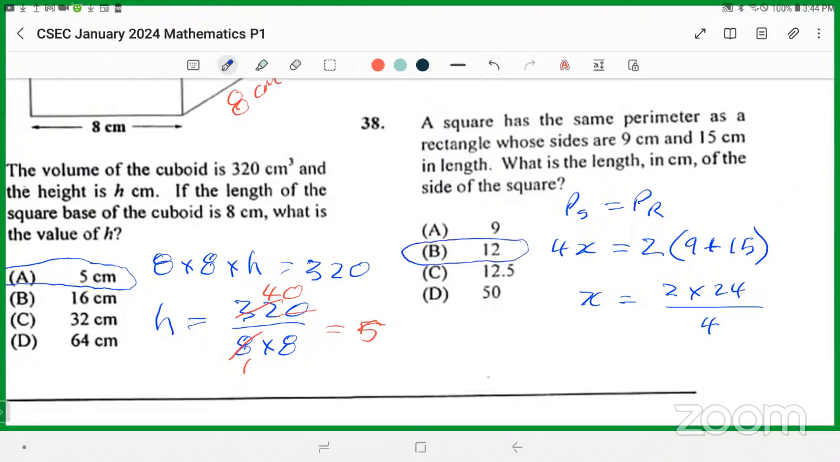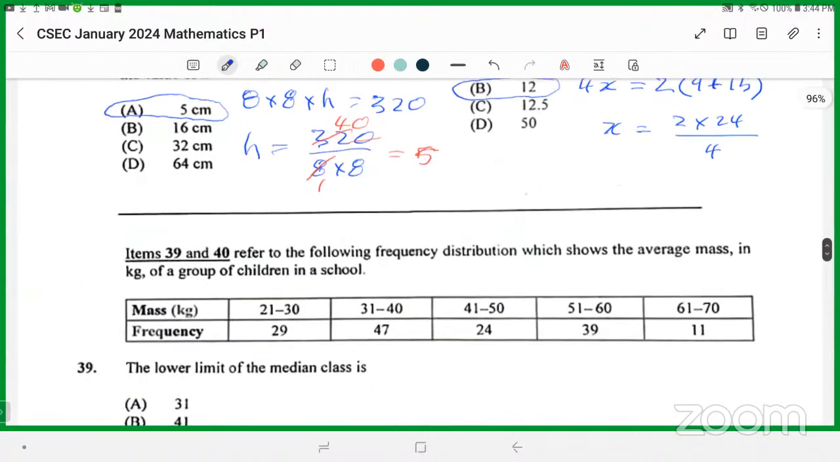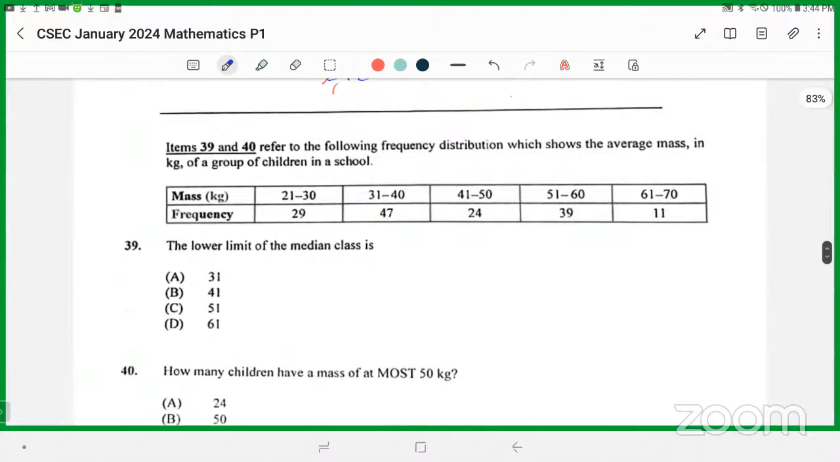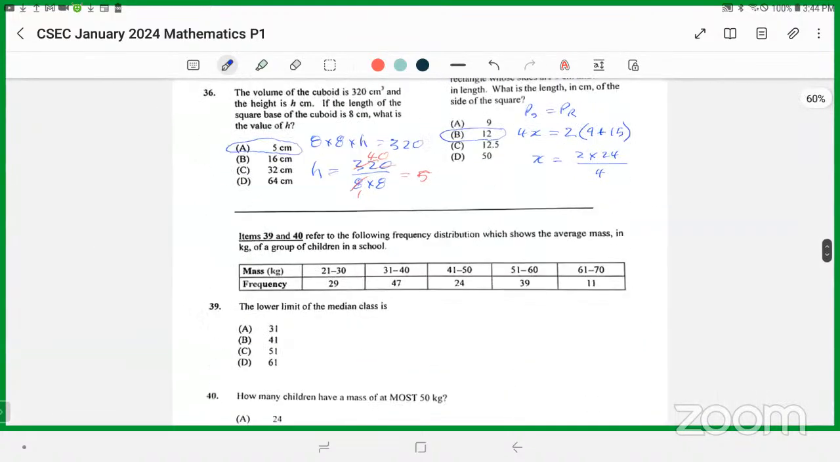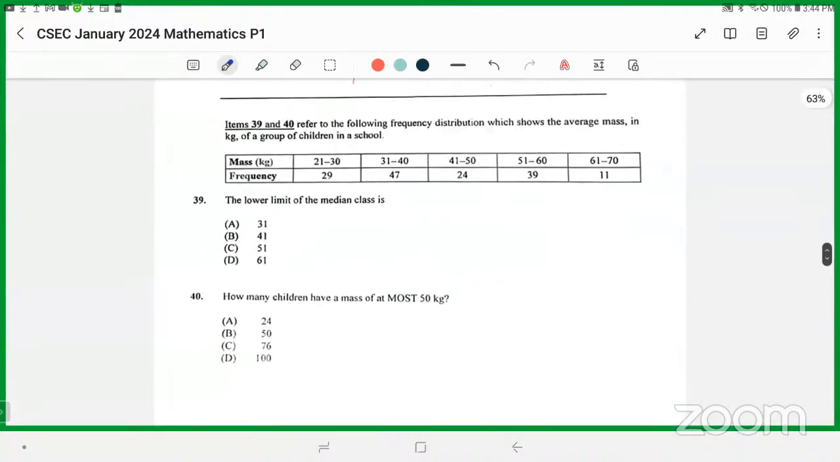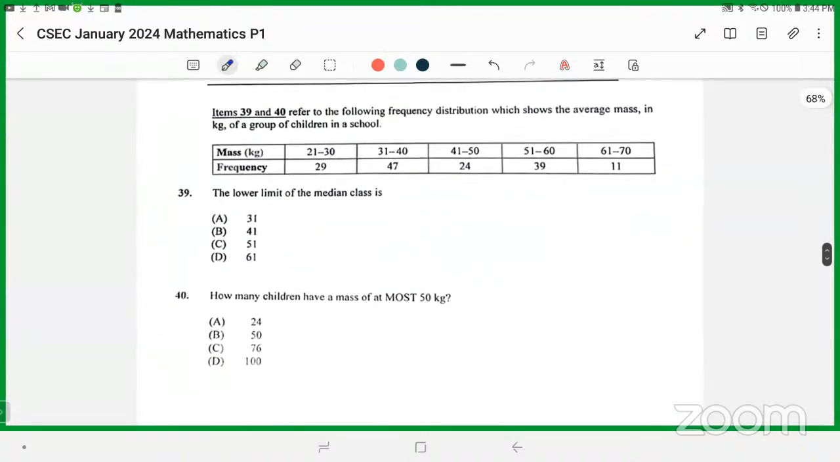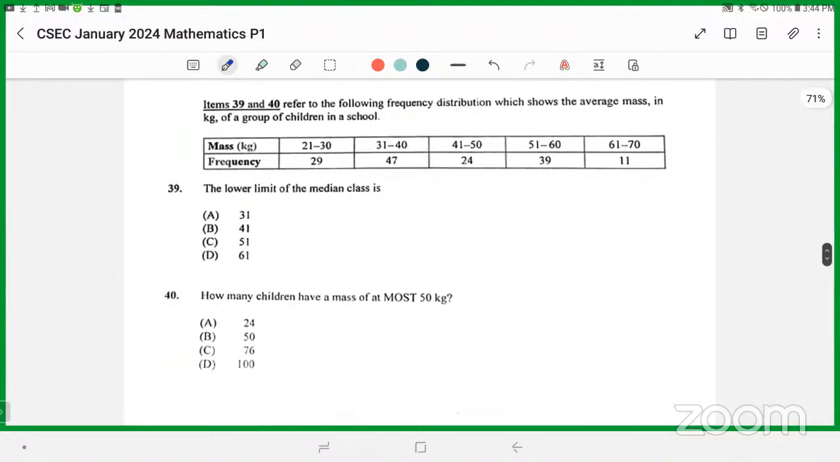All right, that is that. We'll come to this question now. So statistics starts now, guys. The topic of statistics has begun. All right, so that's how the paper is. They give you a bunch of topics together.